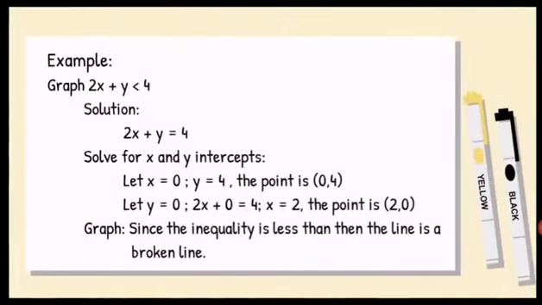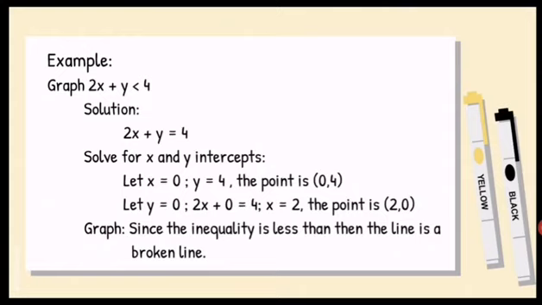Example: graph 2x plus y is less than 4. Solution: change the inequality into equal sign, hence we have 2x plus y equals 4. Then solve for the x and y intercepts. For y-intercept, let x equals 0, so y equals 4. Therefore, we have the point (0, 4). For x-intercept, let y be equal to 0, so x equals 2. Therefore, we have the point (2, 0).